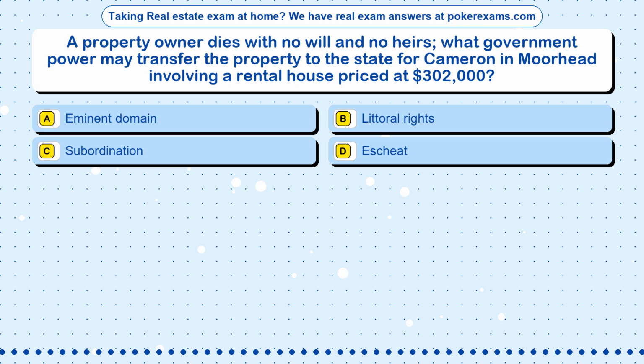Question 36. A property owner dies with no will and no heirs. What government power may transfer the property to the state for Cameron in Moorhead involving a rental house priced at $302,000? Option A, eminent domain. Option B, literal rights. Option C, subordination. Option D, escheat.